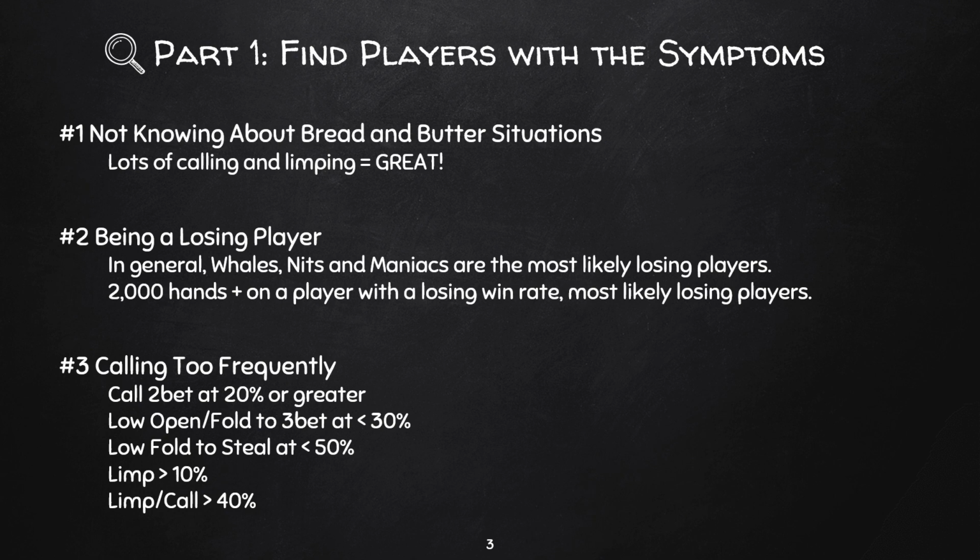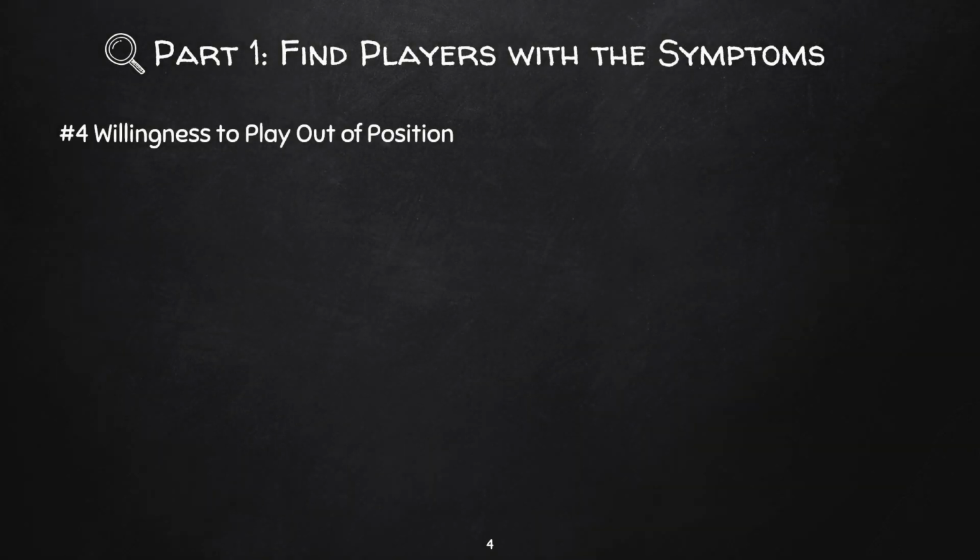The fourth symptom of those fishy players is they have a willingness to play out of position. So those stats that I just mentioned, they're critical to look at. And the higher the percentages with the earlier positions, those are the guys that you want to tackle.